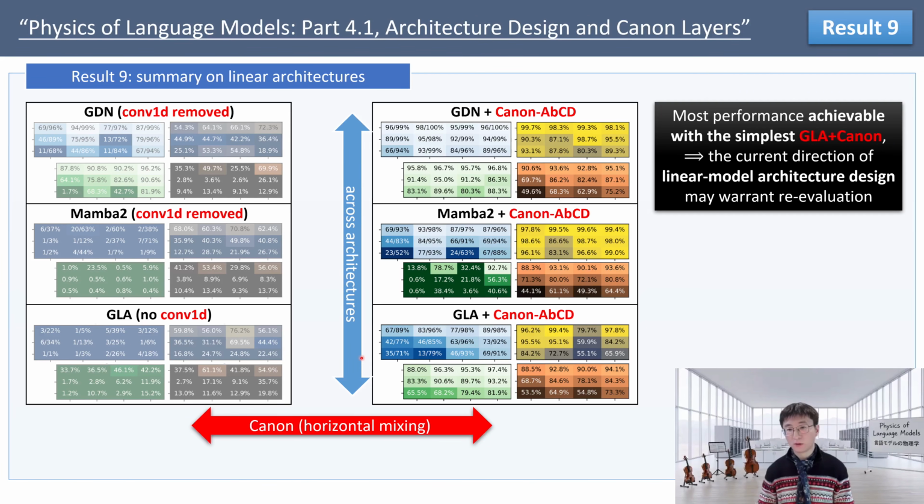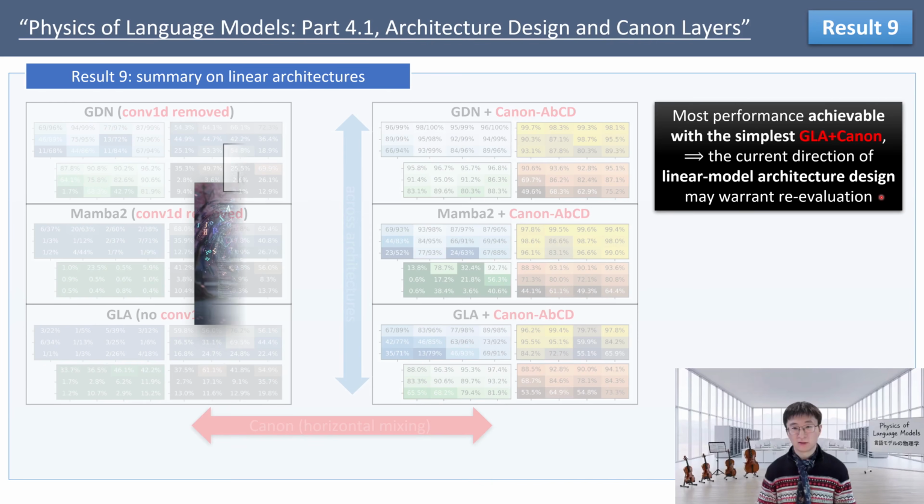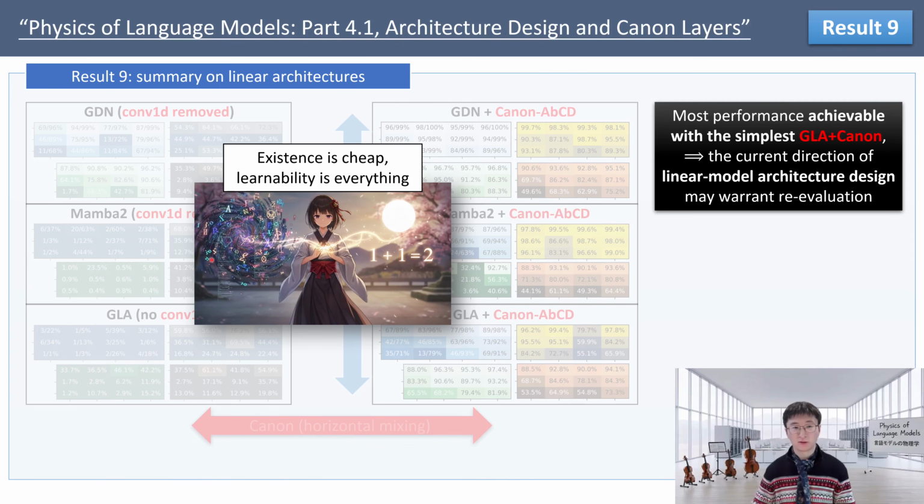So therefore, we really conclude that the most performance achievable with, at least, our tested linear architectures is really achievable with the simplest linear attention plus Canon design. This really makes me think that maybe the current research direction of linear model architecture design may require some reevaluation, right? That is, you can design an arbitrarily complex linear model, but is it really learning the complex, deep kind of function that you wish it to learn? Maybe it's only learning something very simple, like the horizontal information mix.